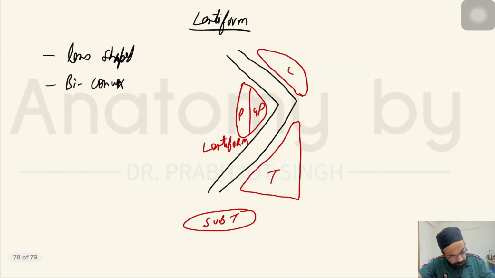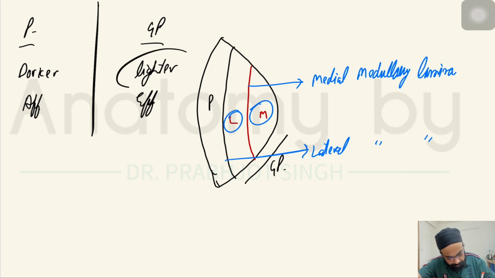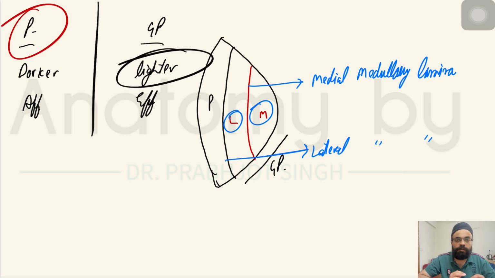So globus pallidus is lighter. You can just remember it by the fact that we know the putamen belongs to paleocortex, so it has become yellow, it has become old, so it is dark. And this is neocortex, so it is new, it is light colored. That's how you can remember it for a while. I hope this is clear.